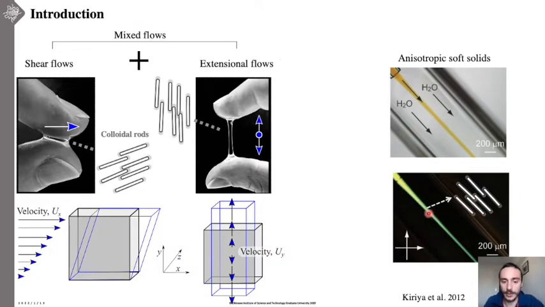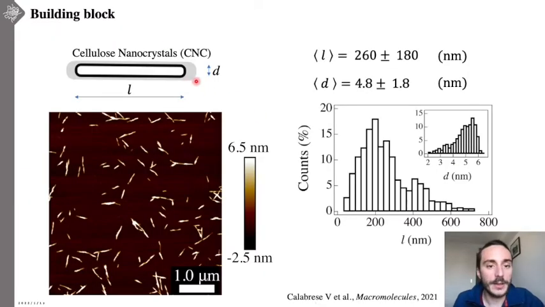And the building block of our system is cellulose nanocrystal, which is biodegradable but also naturally derived colloid, and is very polydispersed in nature, as you can see the length and the diameter distribution over here. However, we can find an average length of 260 nanometer and roughly 5 nanometer in diameter.